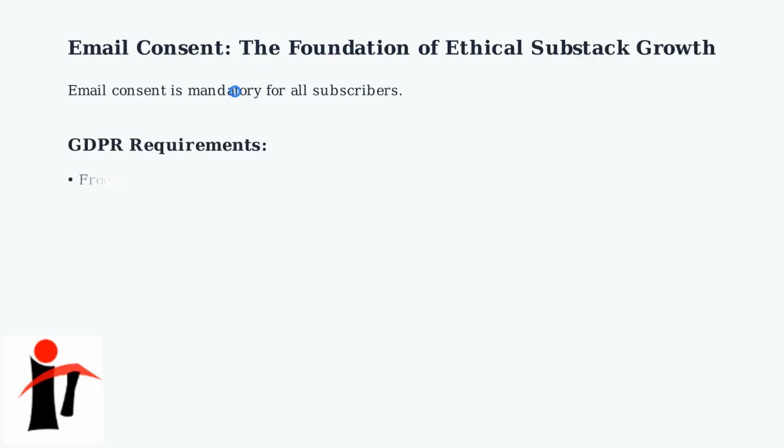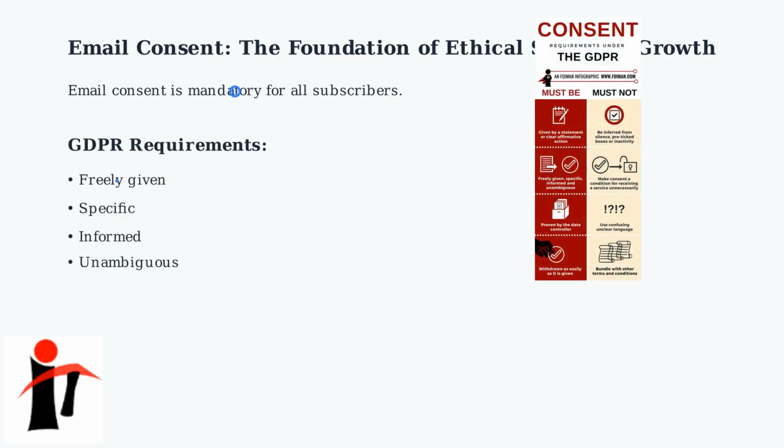Under the General Data Protection Regulation, or GDPR, consent must meet 4 key criteria. It must be freely given, meaning no pressure or coercion. It must be specific to the purpose of collecting email addresses for newsletters. It must be informed, with clear details about what subscribers are agreeing to. And finally, it must be unambiguous, leaving no doubt about the subscriber's intent.